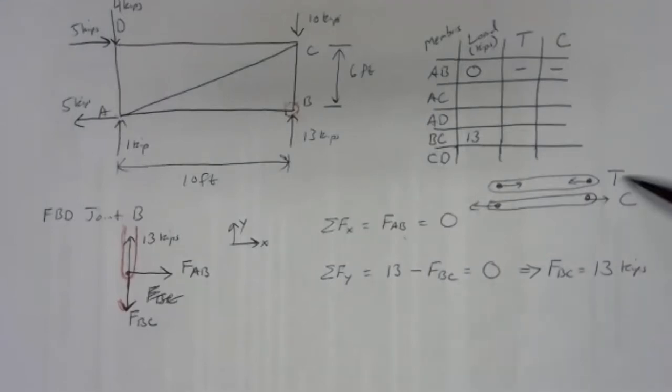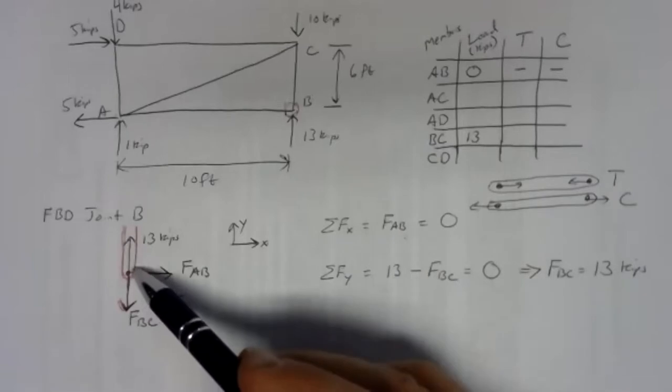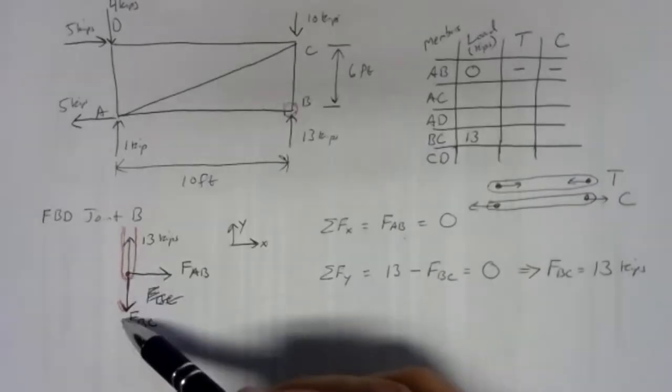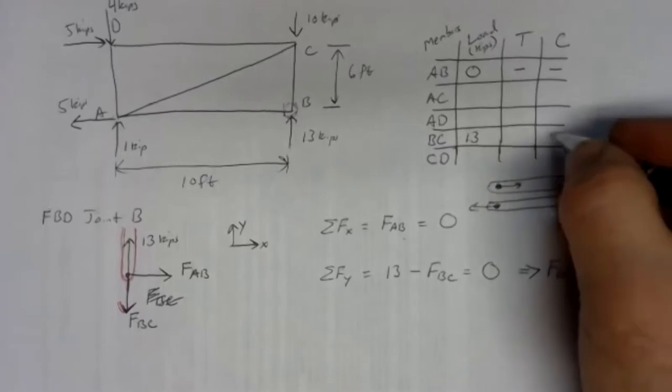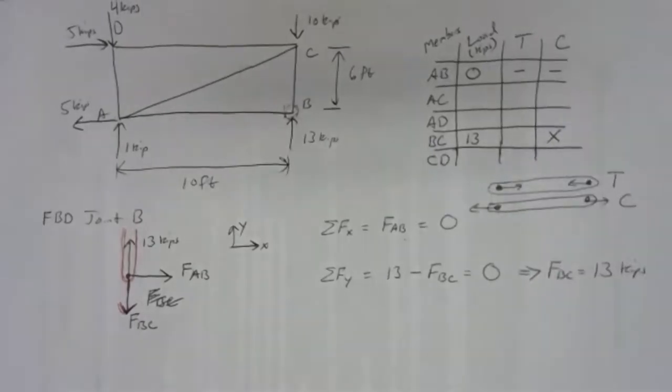So we'd have to compare which one do we have here? Well, here we've got the joint pushed away. It's pushed outward. We have compression. So member BC is in compression.